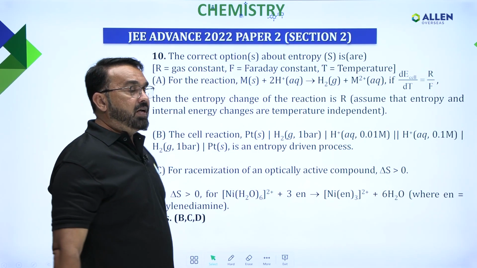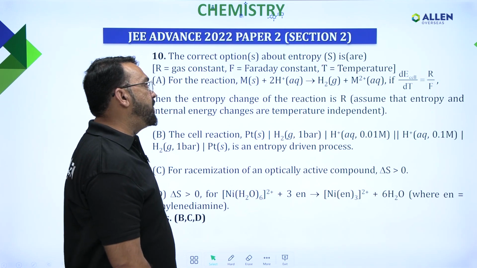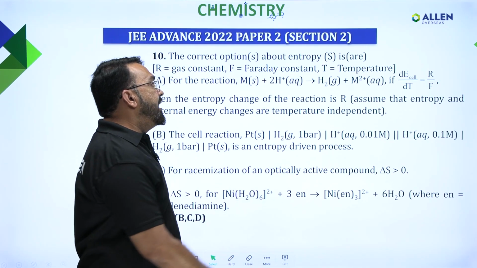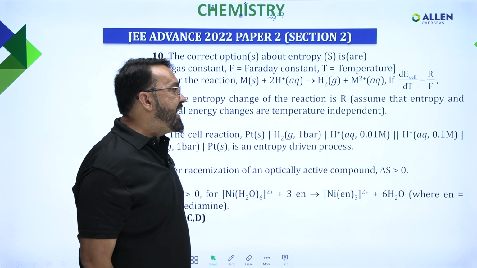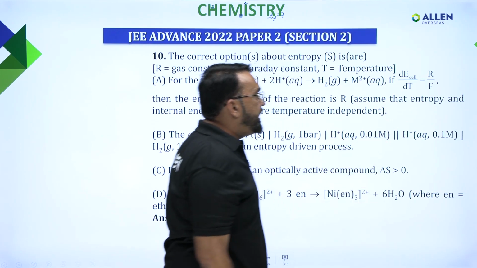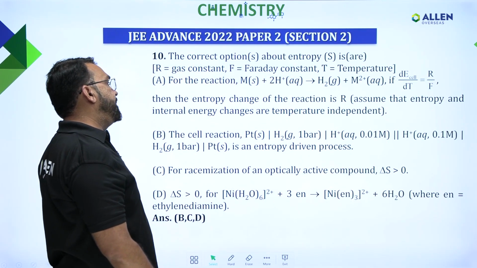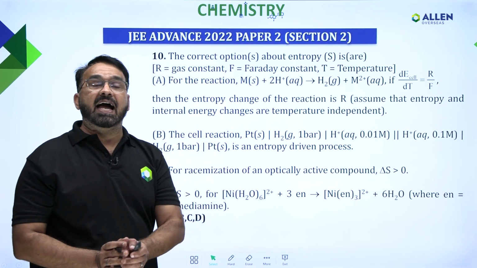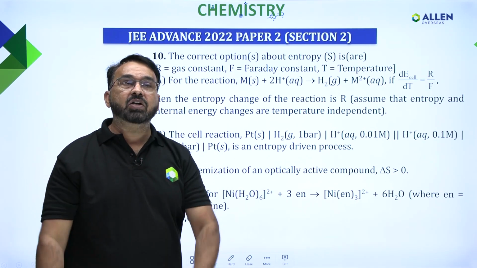Now this is a redox reaction taking place over here, where the metal is getting oxidized to metal ions and hydrogen ions are getting reduced to hydrogen gas. For this reaction, if dE cell by dT is equal to R by F, then the entropy change of the reaction delta S should be equal to R.